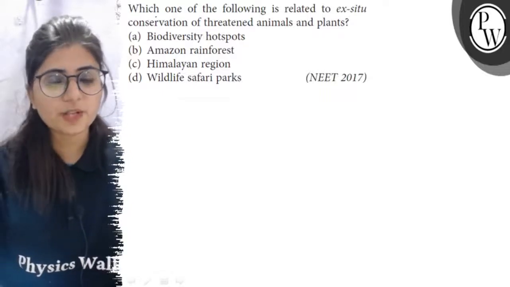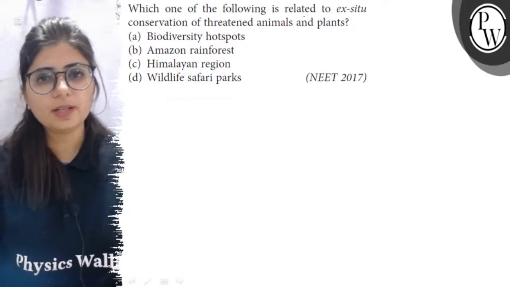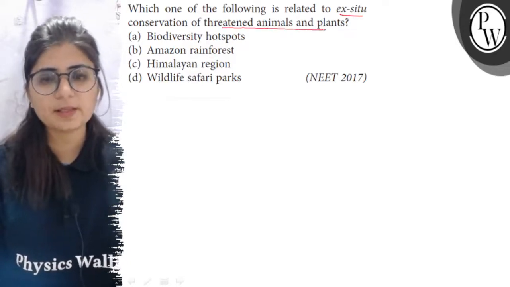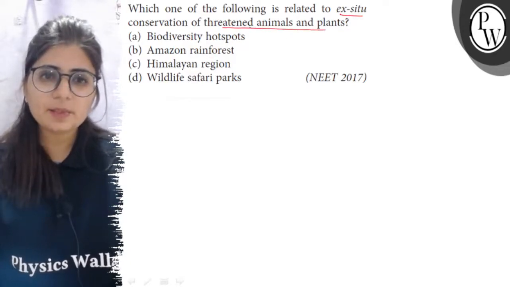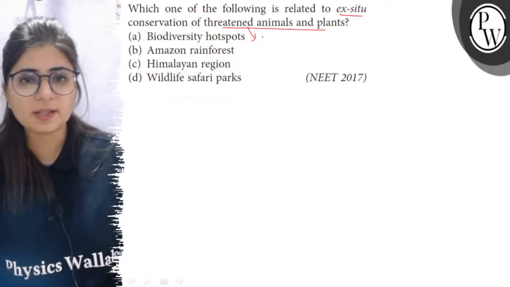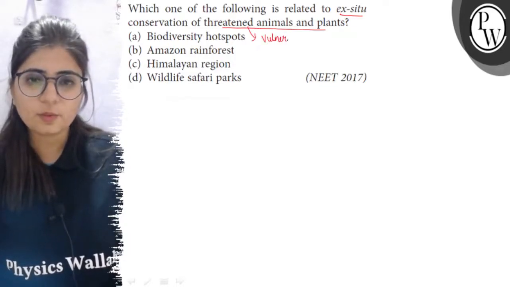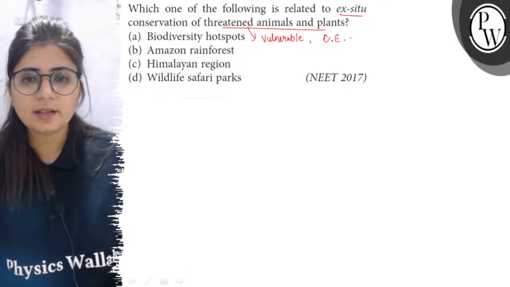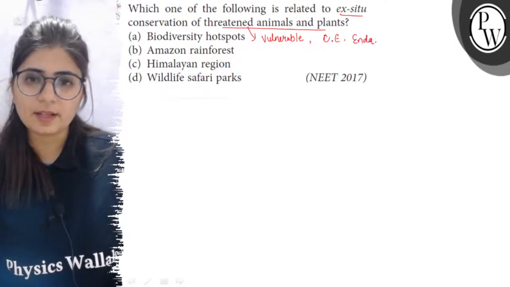Hello bachcho, the question is which one of the following is related to ex-situ conservation of threatened animals and plants? Threatened animals and plants are the plants and animals which are facing the threat of extinction. These include vulnerable, critically endangered and the endangered organisms.